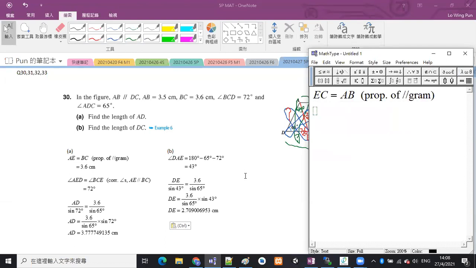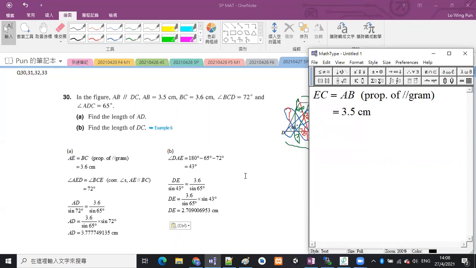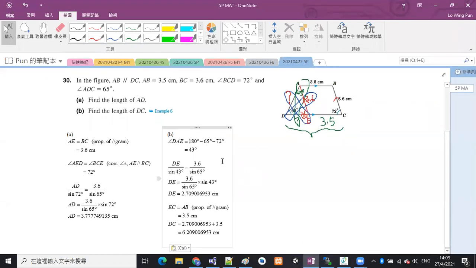Okay, and they're both equal to what? 3.5 cm. Okay, and finally, the length of DC is equal to 2.709006953 plus 3.5. And that should be equal to 6.209006953 cm. Okay, or you may write 6.21 cm for the 3 significant figures.